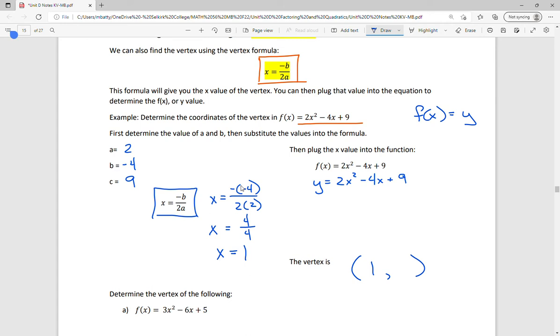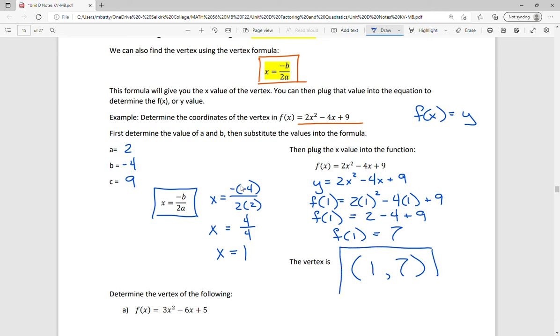To confuse things further, I could also use that function notation and sub a 1 in for x and then solve for my y value. You may have already forgotten function notation because it seems like a funny thing to remember. So evaluating this function at 1, I get, what is that, 7? So that can complete my ordered pair. That is the vertex. That's the point of the parabola.